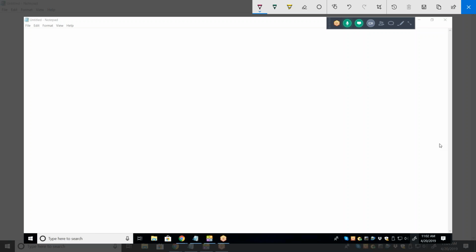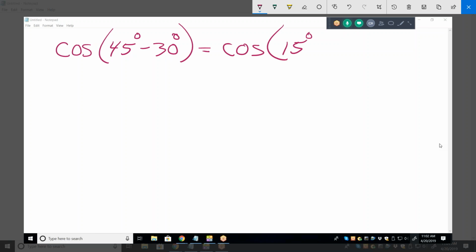Okay, so cosine parentheses 45 degrees minus 30 degrees. So notice that that's the cosine of 15 degrees. Right. Which is not one of your common angles. You don't have a special triangle that will give you that. Right. So we need to use the sum or difference identity. So let's start there. Always start with the general formula. What is that?